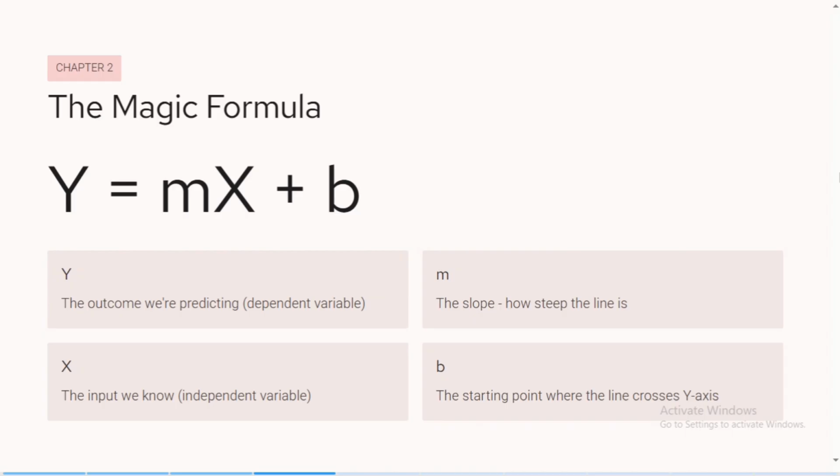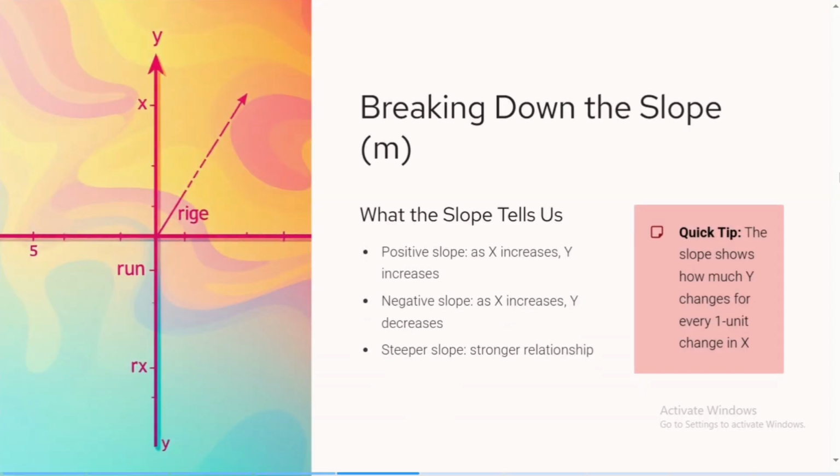Now comes the most famous formula in machine learning. Y = mx + b. Don't panic, this is much simpler than it looks. Y is what we want to predict, that is the output. X is what we already know, that is the input. M is the slope of the line. B is where the line starts on the y axis. This single formula powers salary prediction, price prediction, sales forecasting, trend analysis. So, yes, machine learning can start with just one single equation.